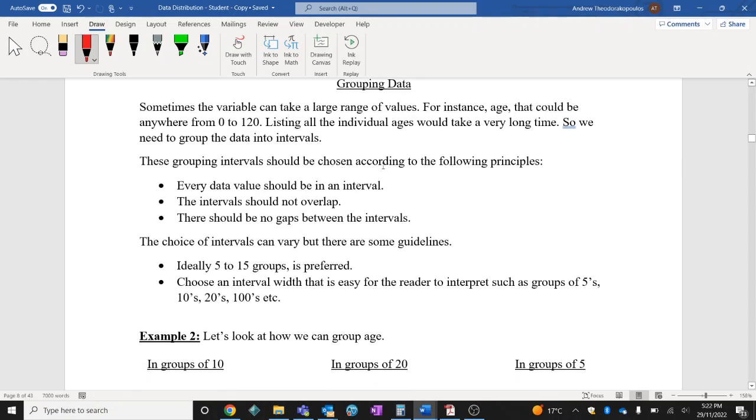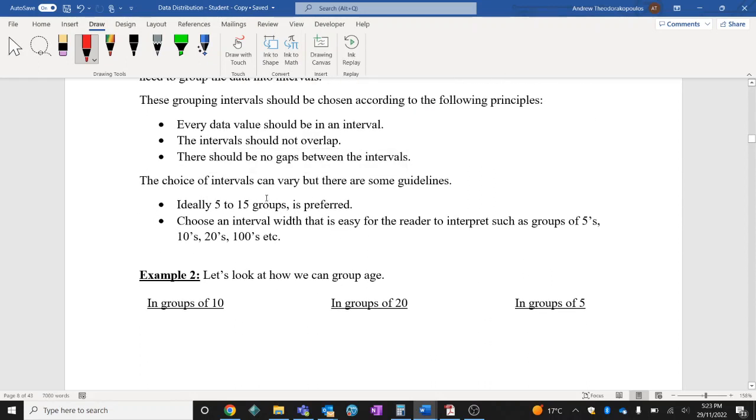Grouping intervals should be chosen according to the following rules. Each data value should be in an interval. The intervals should not overlap, and there should be no gaps between intervals. Choice of intervals can vary, but there are some guidelines. Usually no more than 15 groups. Even that's probably too much. Somewhere like 5 to 10 is probably ideal.